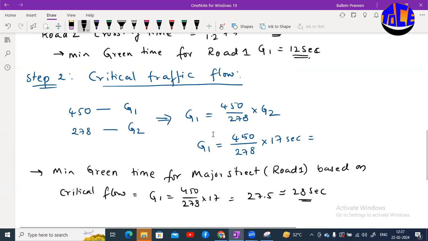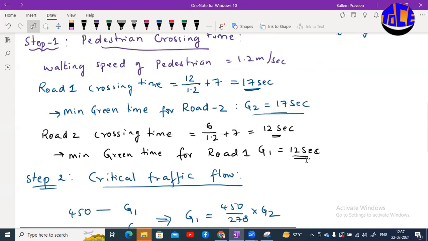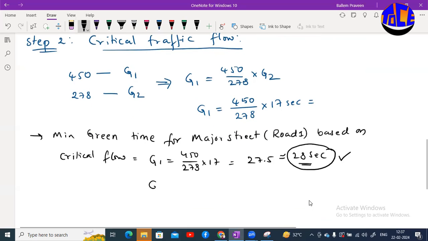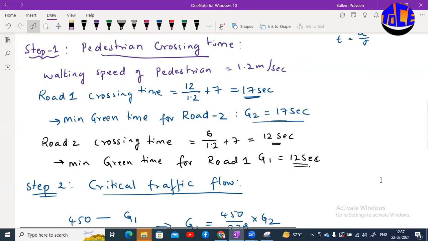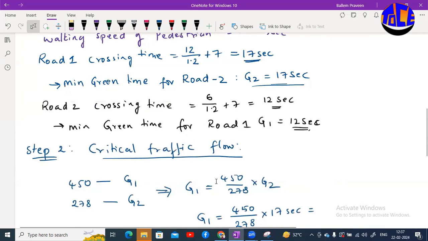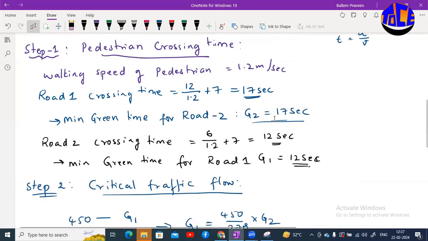Okay, so now just compare G1 from both steps. In step 1 you got G1 as 12 seconds. In step 2 you got G1 as 28 seconds. So the value based on critical flow is the maximum. So G1 will be 28 seconds itself. So the final G1 value will be 28 seconds. Okay, and G2 will be 17 seconds, because if you apply the similar critical flow procedure for G2 also, it will be much lesser.